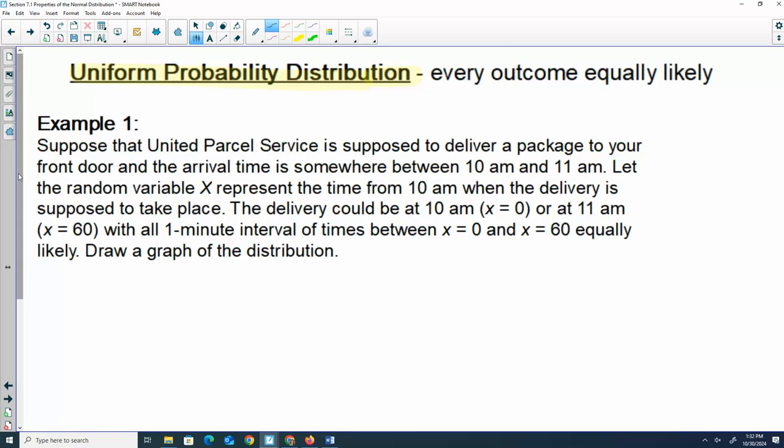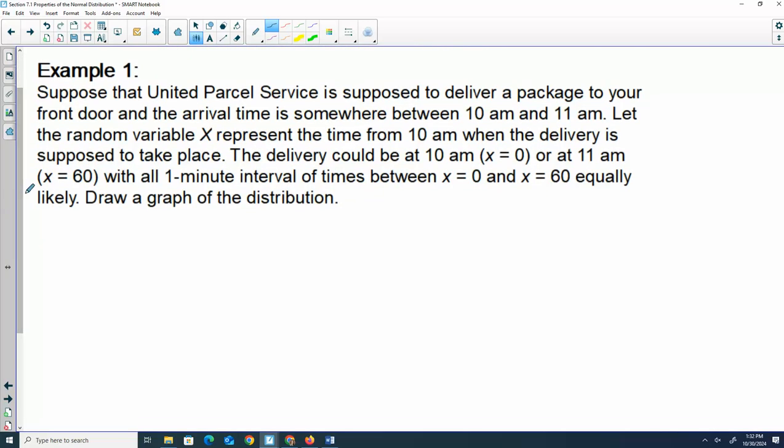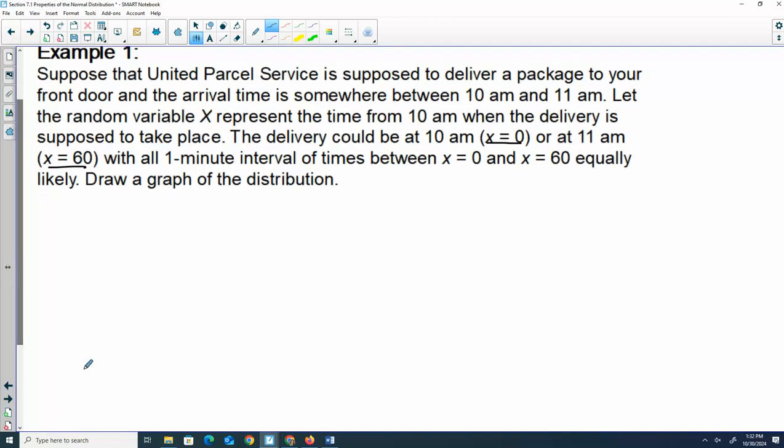Here's another one. Suppose the United Parcel Service is supposed to deliver a package to your front door, and the arrival time is somewhere between 10 a.m. and 11 a.m. Let the random variable x represent the time from 10 a.m. when the delivery is supposed to take place. So the delivery could be at 10 a.m., so when x is 0, or 11 a.m., that's 60 minutes later, so that's when x is 60. With all 1-minute intervals of time between 0 and 60 equally likely, draw a graph.